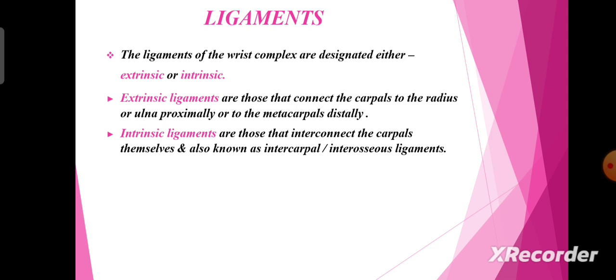Next are the ligaments of the wrist complex. The ligaments of the wrist complex are designated as either extrinsic or intrinsic. Extrinsic ligaments are those that connect the carpals to the radius and ulna proximally or to the metacarpals distally. Intrinsic ligaments are those that interconnect the carpals themselves, also known as intercarpal or interosseous ligaments.